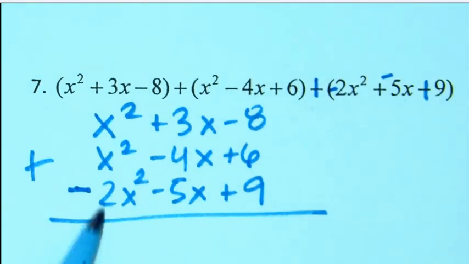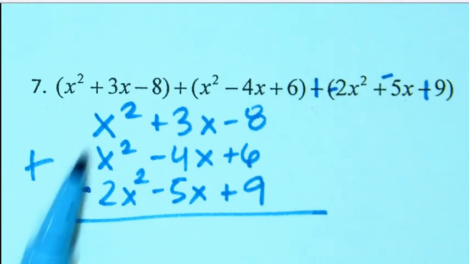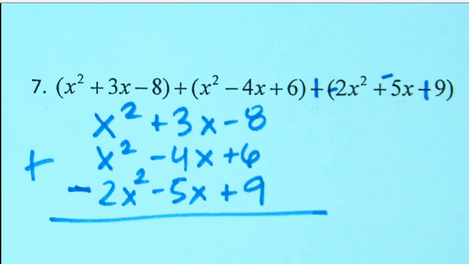And be careful, this negative here is not meaning that I'm subtracting everything. That means I have a -2x squared right there. Right?